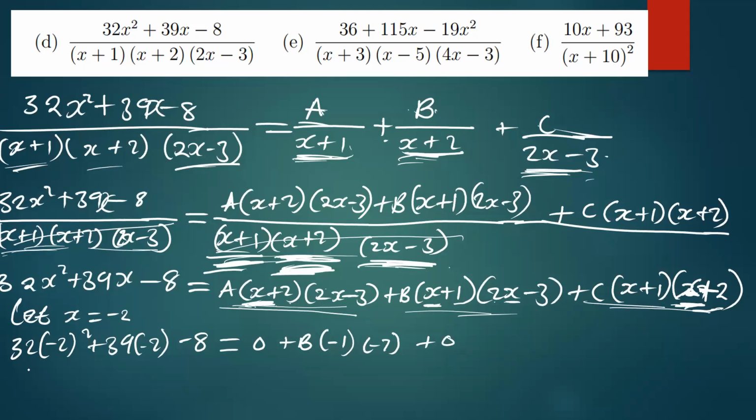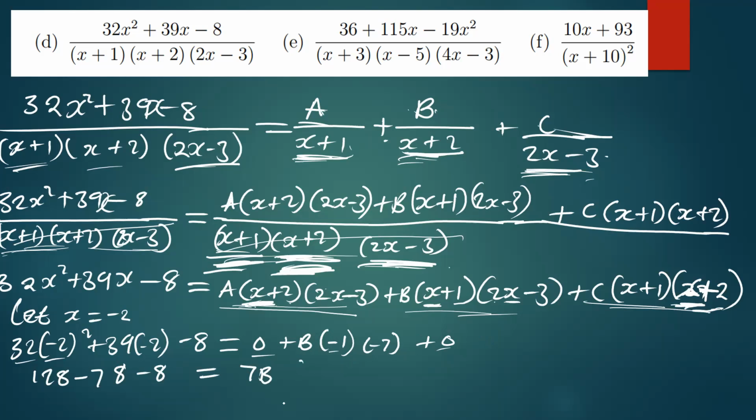So we simplify the expression. So this expression will therefore be 4, because -2 squared will give us 4. So we have 4 times 32. So 4 times 32 will give us 128. Then you have 39 times negative 2. So 39 times negative 2, this is giving us negative 78. And then we have negative 8 there, and then we say this is equal to 0 and 0 goes. So just remain with negative 1 times negative 7, that will be positive 7. So we have 7b this side.